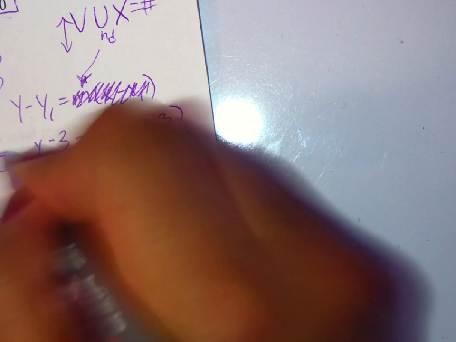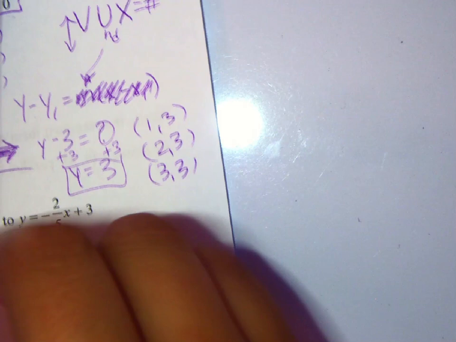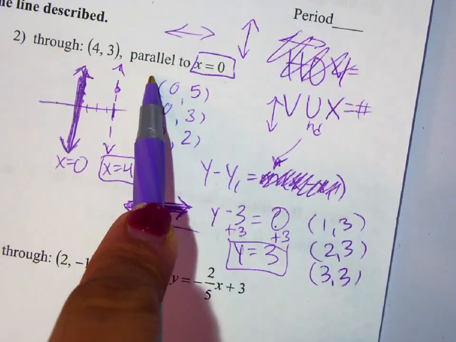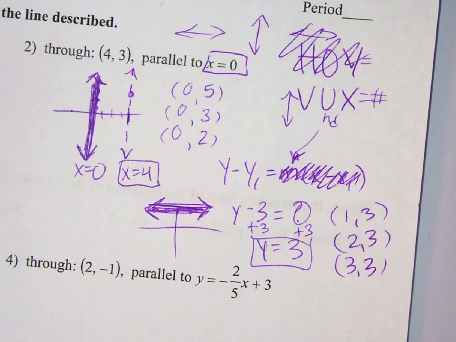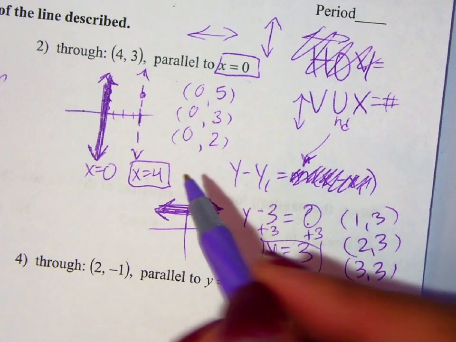Like that. So this is an example of a perpendicular line to a vertical line, but we want a parallel line. Sorry, I just saw the paper move. I'm sorry. Here's the answer, x equals 4.